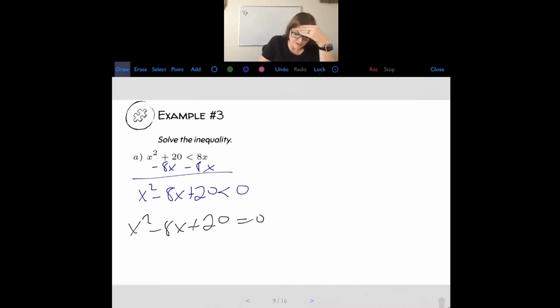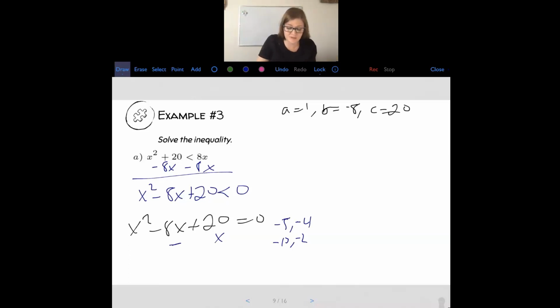So here I would be looking for two numbers that multiply to 20 and add to -8. So we're looking for two negative numbers. So you could have -5, -4, doesn't add to -8. If we have -10, -2, that adds to -12. So if it doesn't factor, we use the quadratic formula. Okay. So A would be equal to 1, B is equal to -8, and C is equal to 20. And then we start to plug it in.